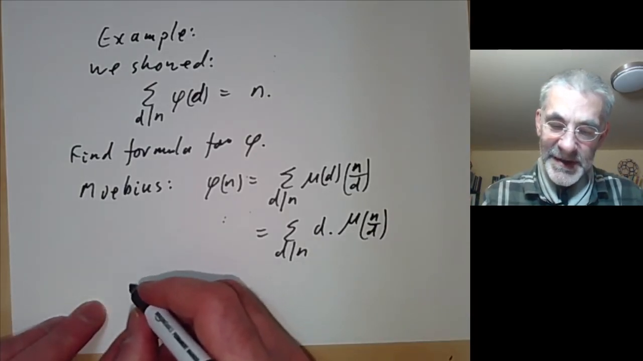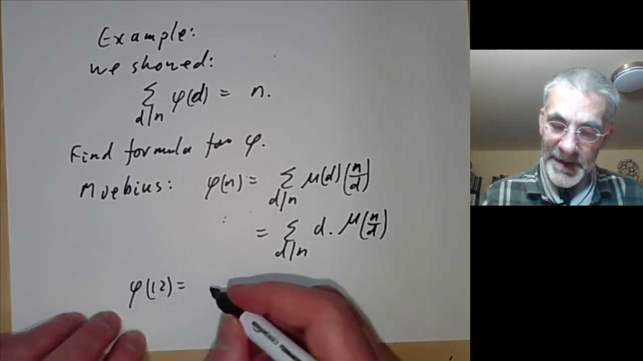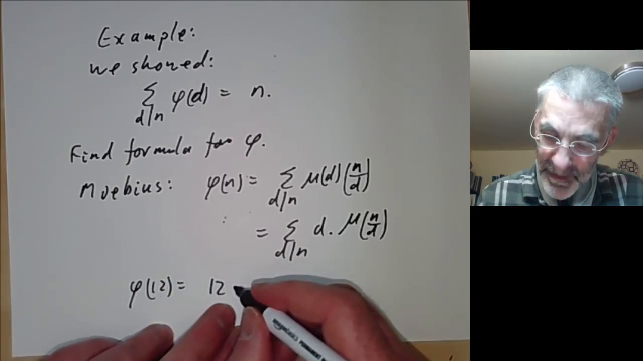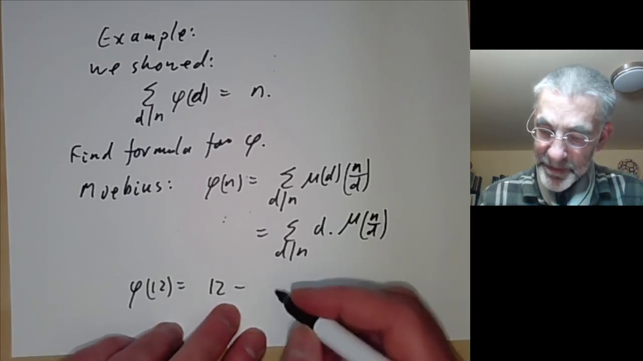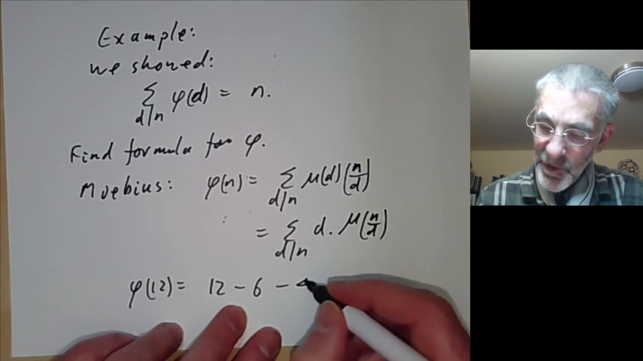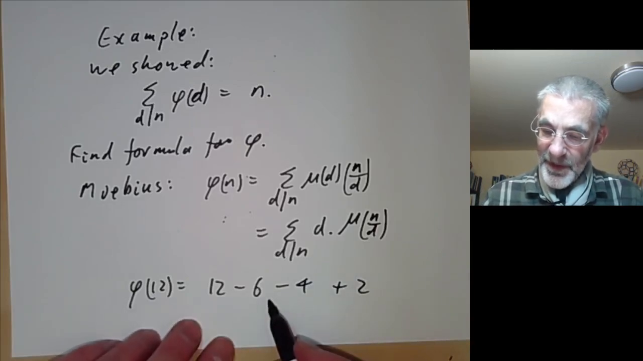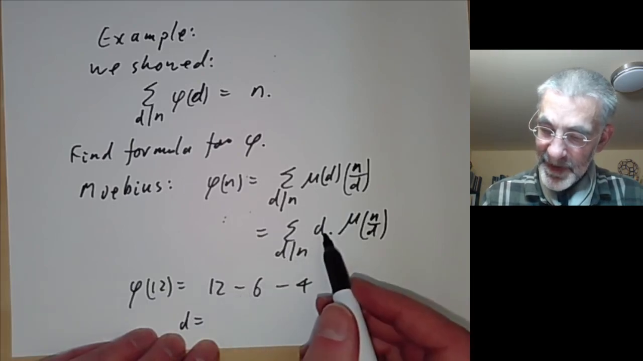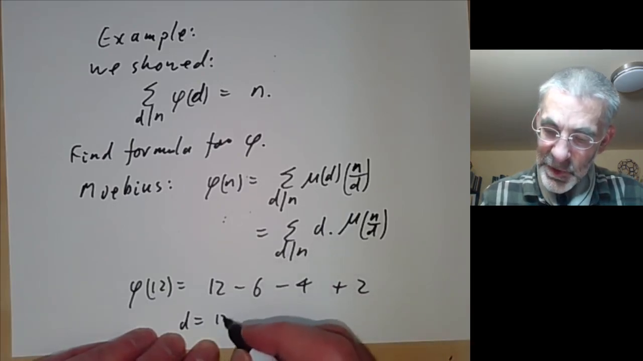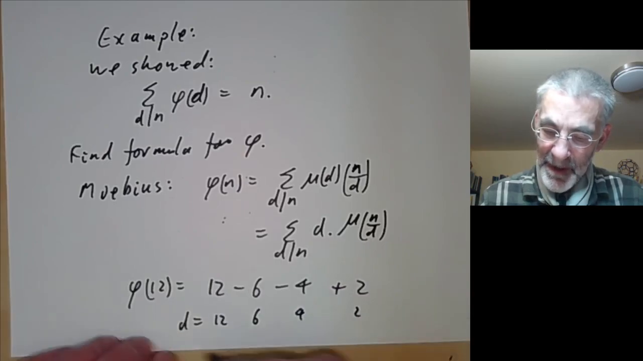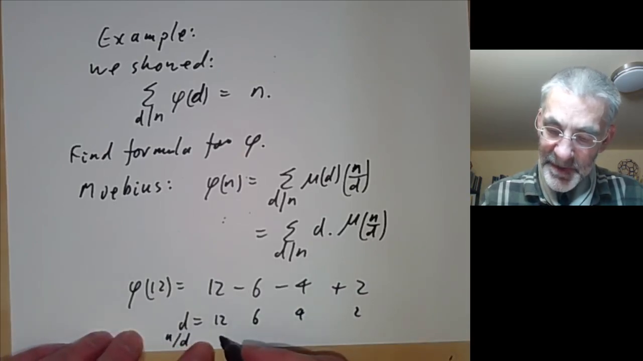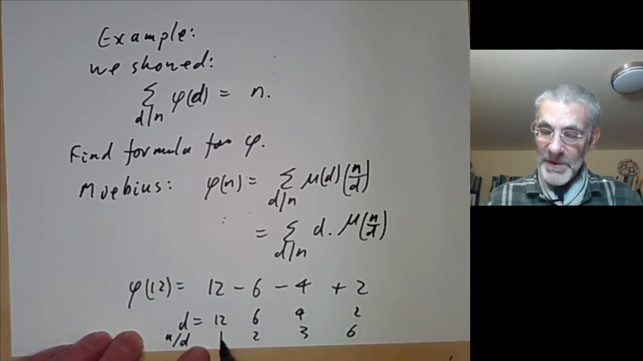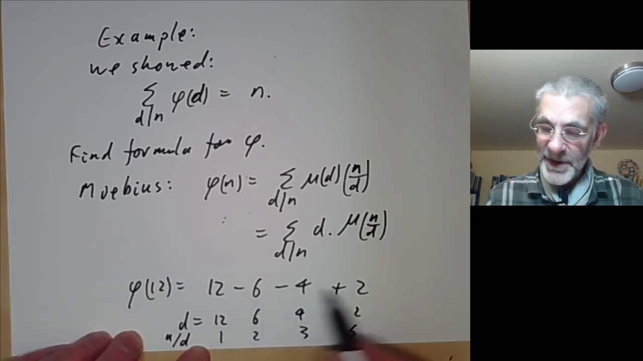For instance, it just says that phi of 12 is equal to 12 minus 6 minus 4 plus 2. Because here we're taking d to be 12, 6, 4, and 2, and n over d is going to be 1, 2, 3, and 6, for which the Moebius function is 1, minus 1, minus 1, and 1.